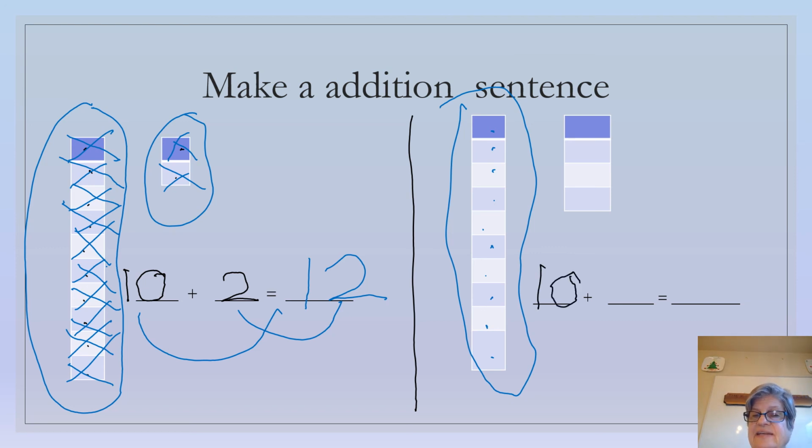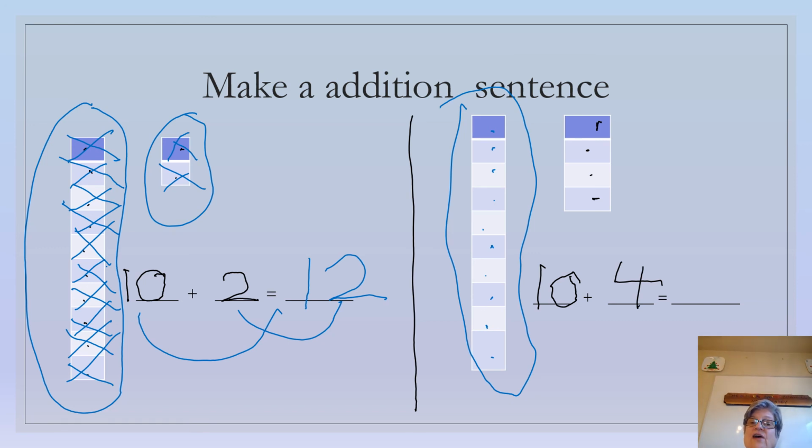It's also an adding problem. So now I have to count how many cubes I have next to it. Let's count slowly. 1, whoops, it didn't even show. 1, 2, 3, 4. So I have 4 there. So I'll go 10 plus 4 equals. Now let's count them all to see.